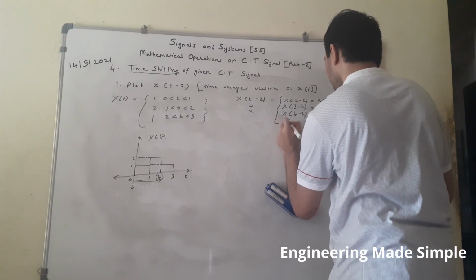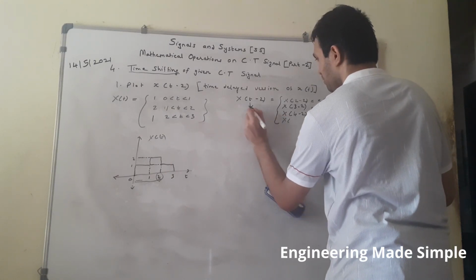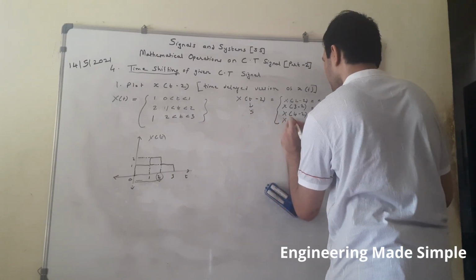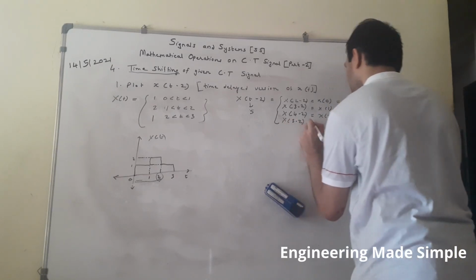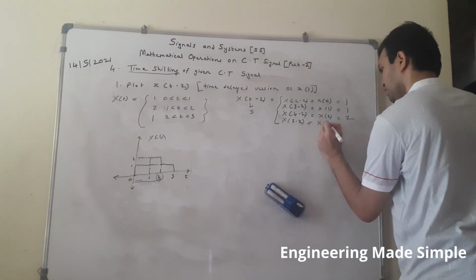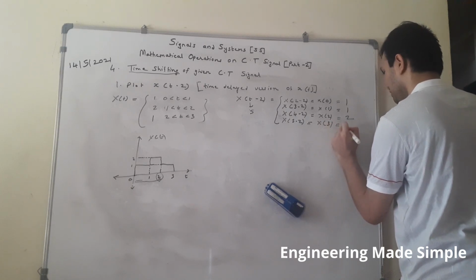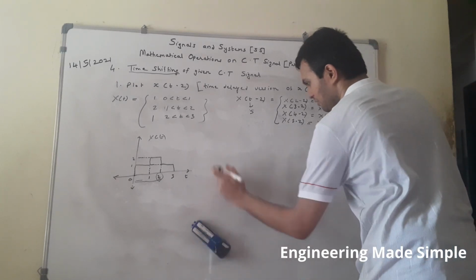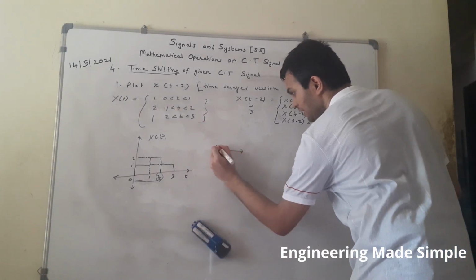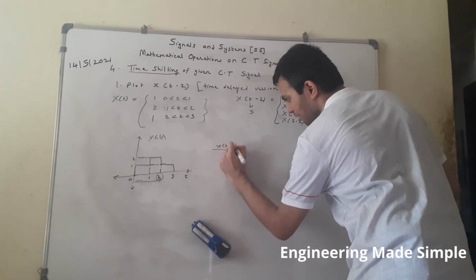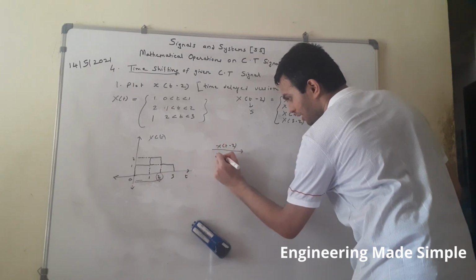And for t is equal to 5, x of 5 minus 2 is nothing but x of 3, and its value is nothing but 1. So now let us plot this shifted signal. So I am writing x of t minus 2. It is delayed by 2 units.